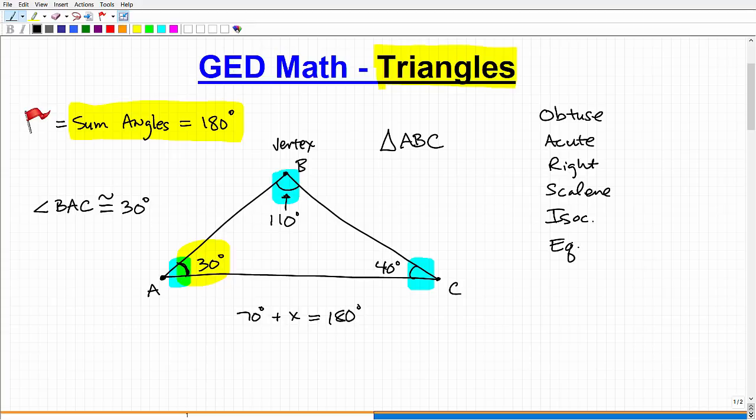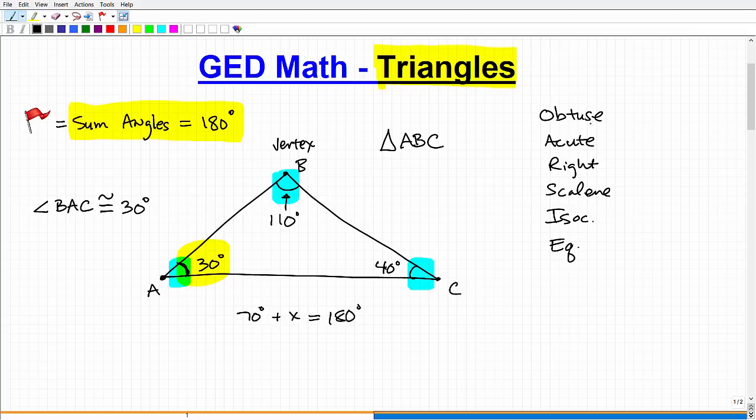Okay, so there are different types of triangles out there. Let's talk about these real quick, just in case you're given a description of one. Say, hey, listen, we're talking about an obtuse triangle, an acute triangle, or a right triangle, etc. These are various classifications of triangles.